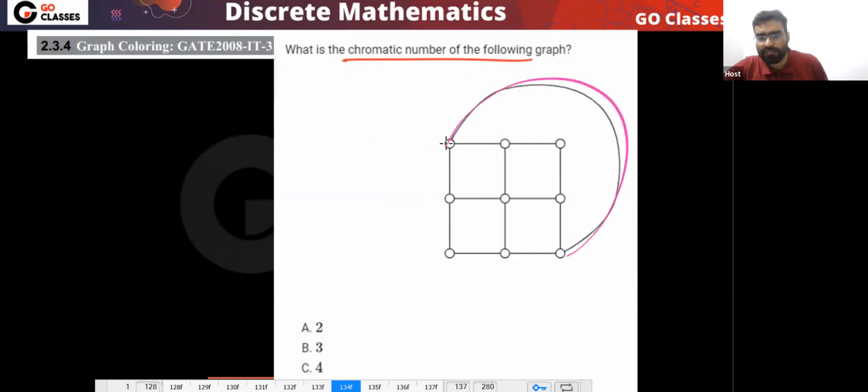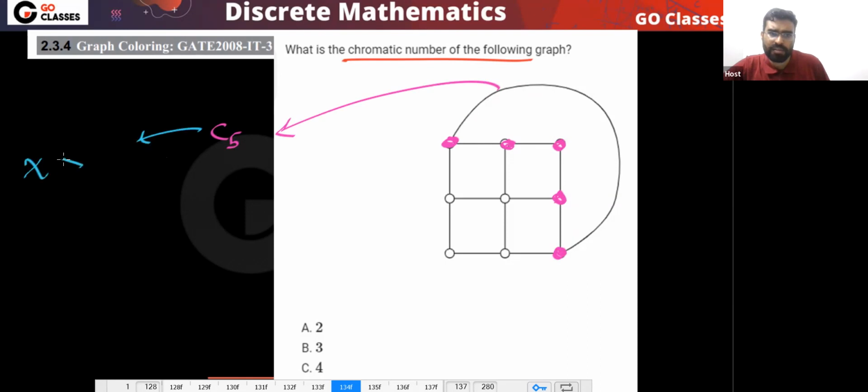This is the C5. You got your C5. So you can notice these 5 vertices are giving you C5. And because it is C5, what can you say about the chromatic number? At least 3 you need.